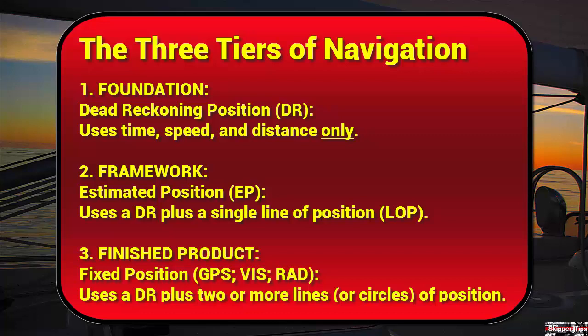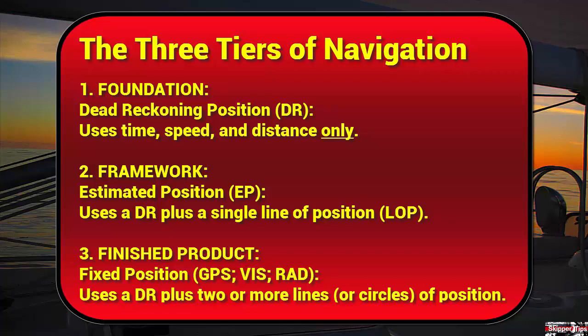The final part of this three-tier structure will be the fixed position, which consists of two or more lines of position or circles of position. Your GPS gives you two lines of position, latitude and longitude, or you could take two or more visual objects, or in the case of radar, you can take two or more circles of position to find your location on a nautical or electronic chart.